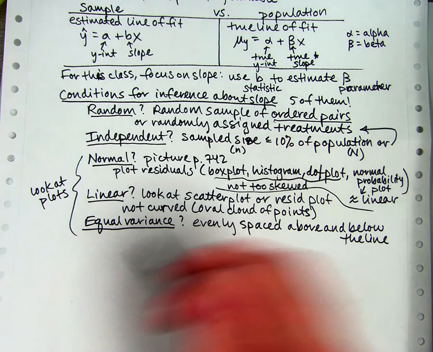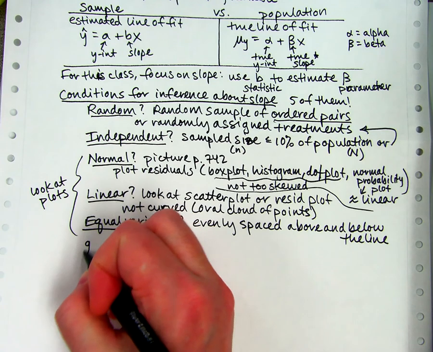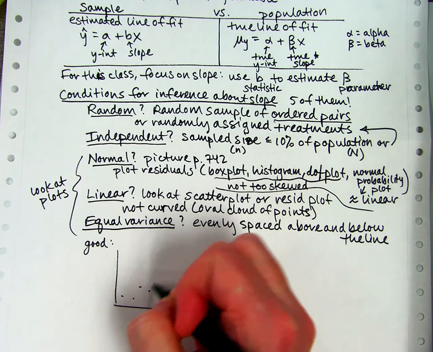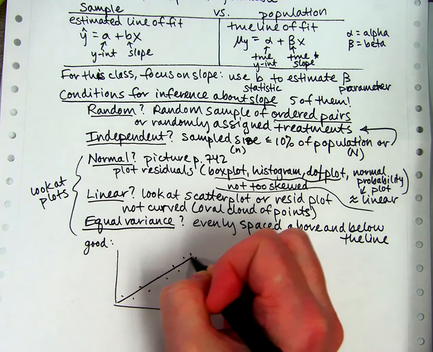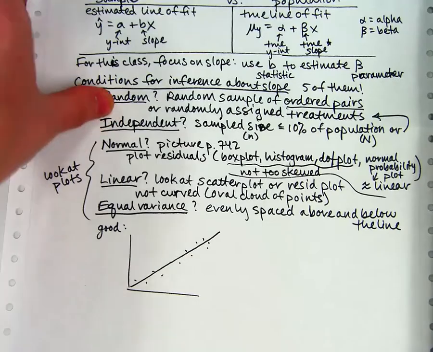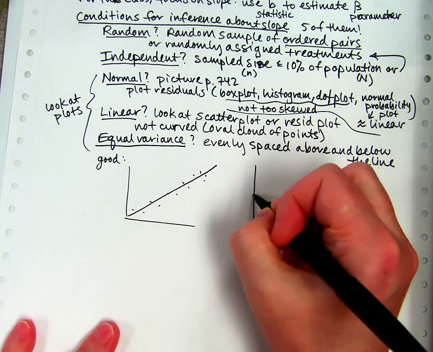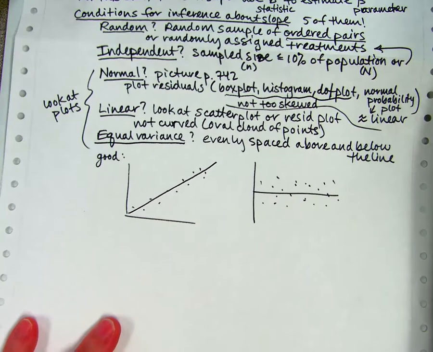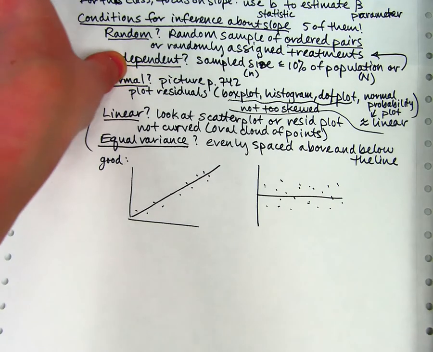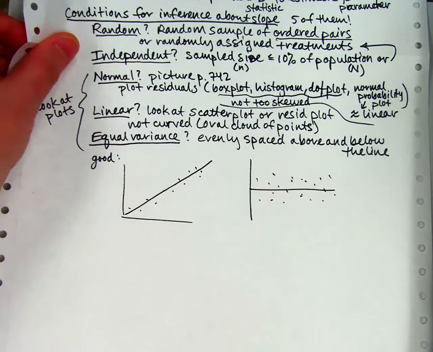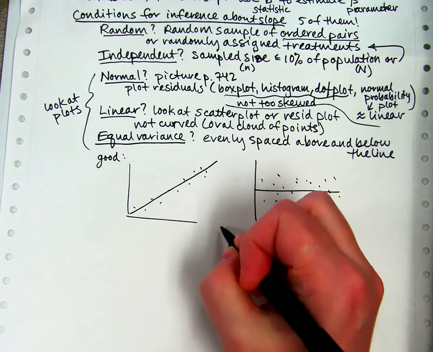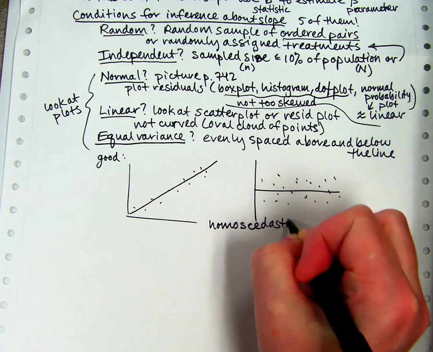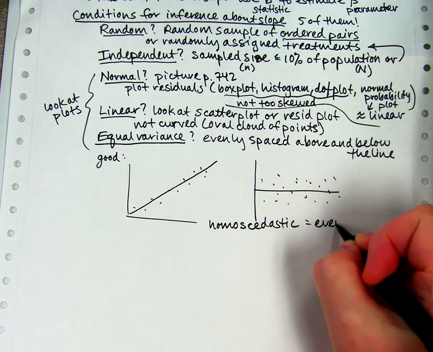So a little bit more about the equal variance. Good variance looks like evenly spread above and below the line. Or on a residual plot, it would look like what you want residual plots to look like, which is evenly scattered and no pattern. So good residual plots and scatter plots look like that. There's an official name for that even spreadness, evenly spaced or whatever. It's called homoscedastic. Homo equals evenly spaced or evenly spread.